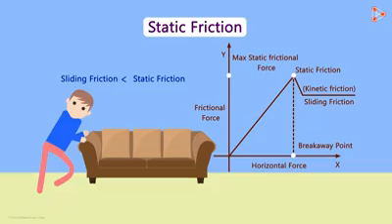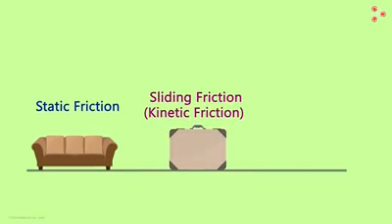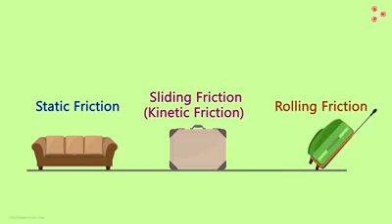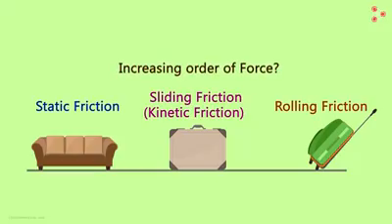So we've seen three kinds of friction so far: static friction, sliding friction, and rolling friction. Can you place them in the increasing order of force being applied by each? Yes, static friction is more than the sliding friction, which will be more than the rolling friction.